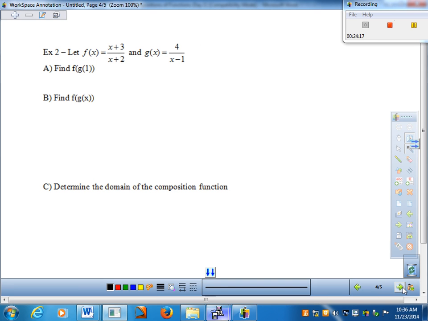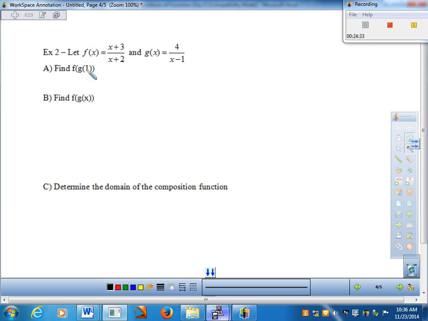Alrighty, let's go to the next piece. All right, let's make it a little more difficult in terms of the family of functions. The last problem, we combined a quadratic and a linear function together. Now let's do 2 rationals. Okay, so let's start out with letter A.